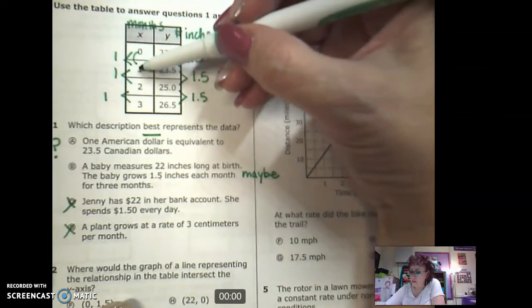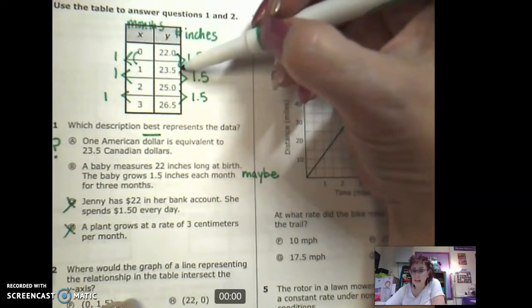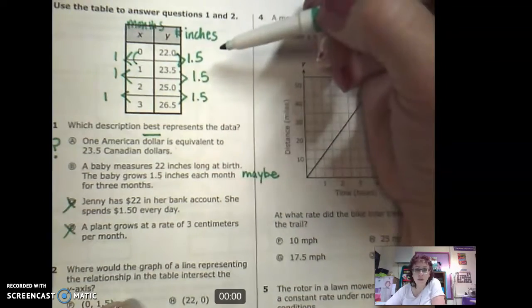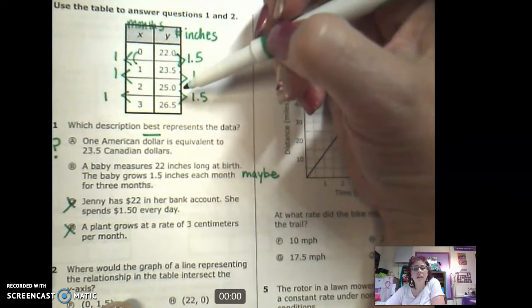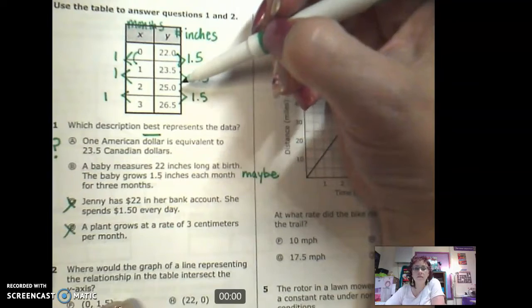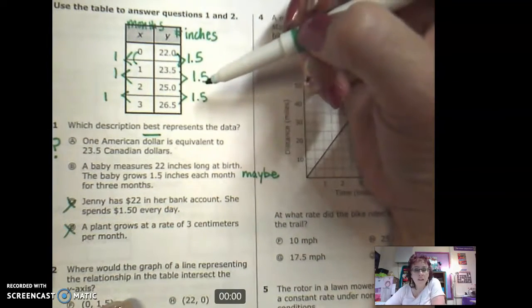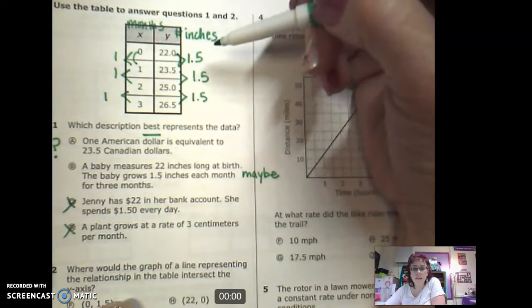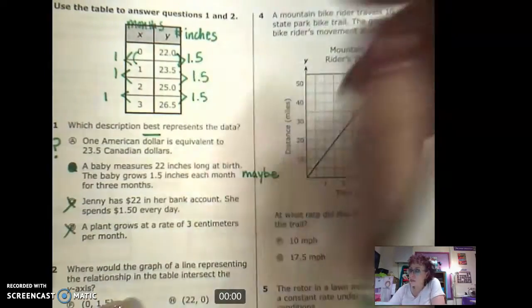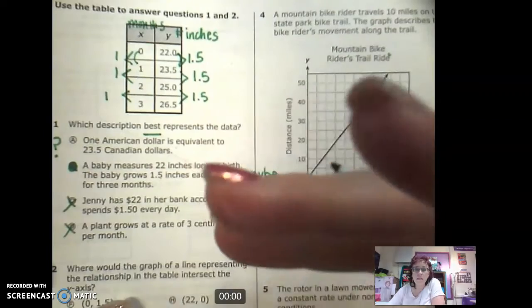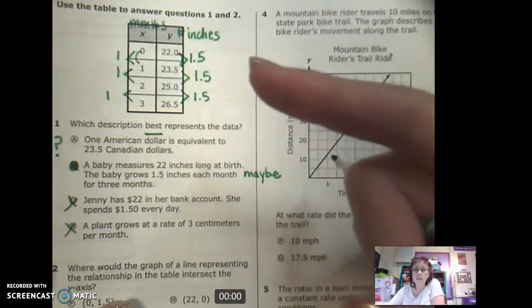Okay, well, 1 month goes by. Hey, I got a 1.5 inch growth. Now the baby's 23.5 inches long. And then another month goes by, and another 1.5 inches goes by. So yeah, that's absolutely going to be the right answer choice. So remember, you're looking for the best possible situation to match the data in the table.